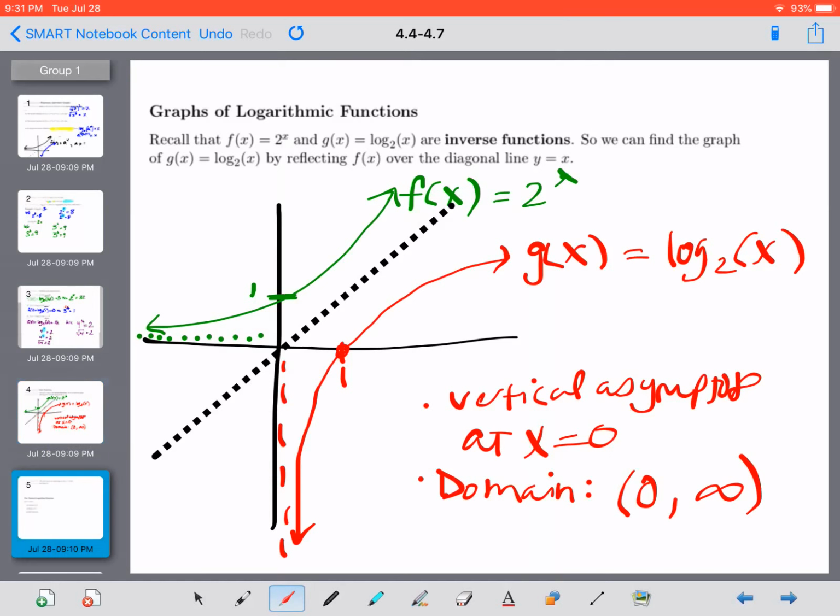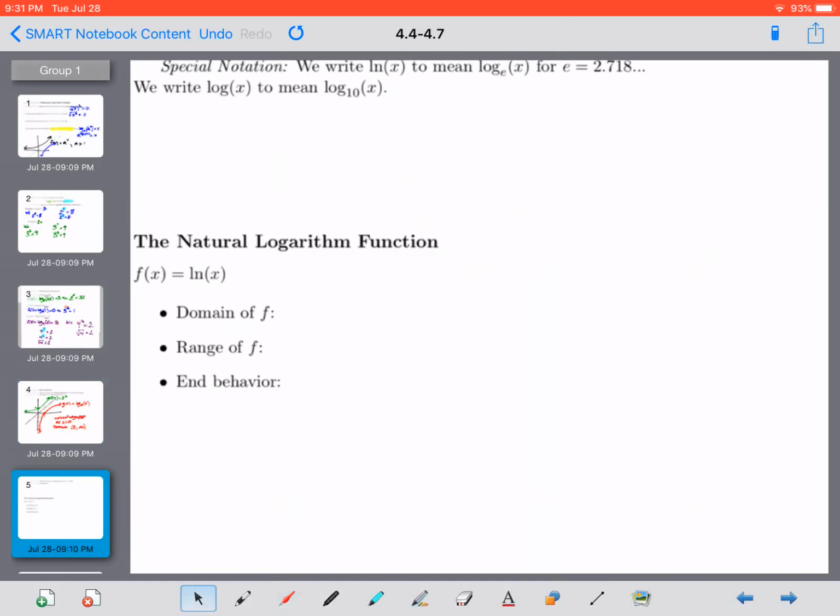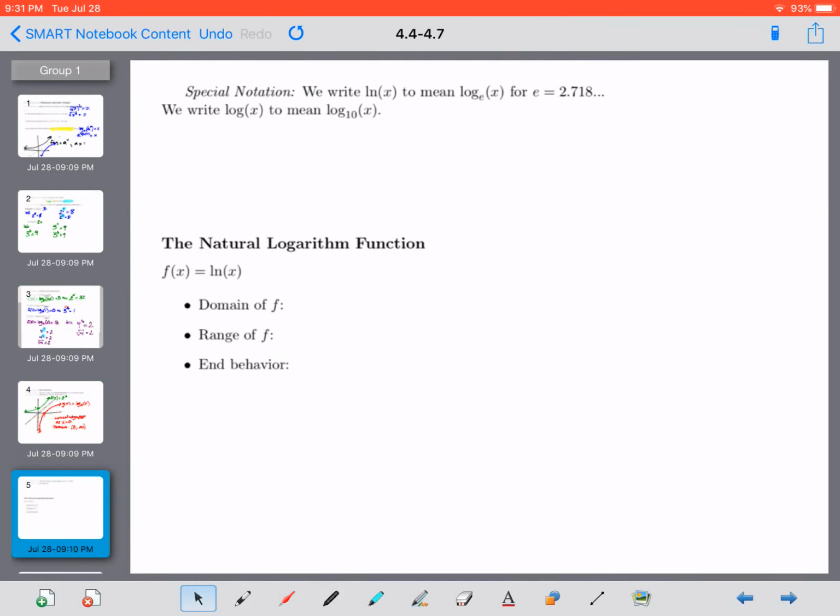Now, a couple of notation points. Oftentimes you'll see in books that they write ln of x to mean log base e of x. It's just shorthand. These mean the exact same thing. Where e is that special number that we talked about in previous sections. It's equal to roughly 2.718, but it's irrational, so it'll go on forever.